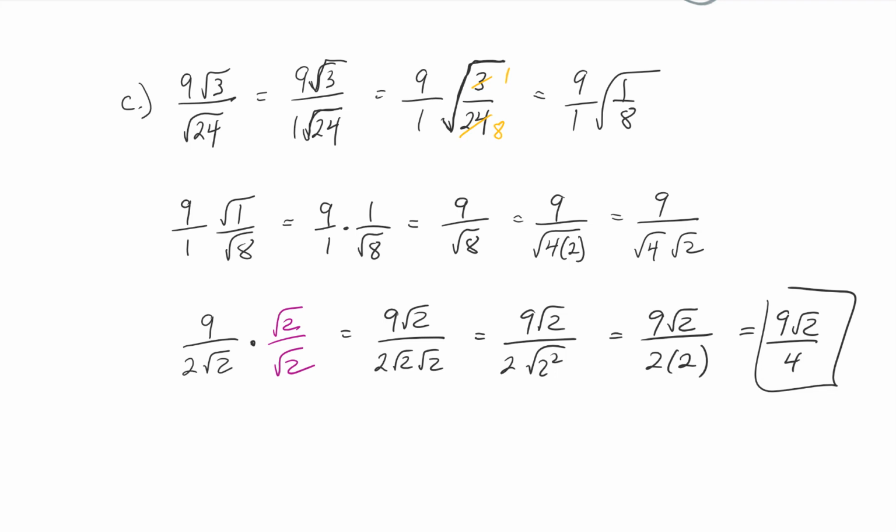So again, this number and this number represent the exact same value in the real number system. If I were to plot both of them on a number line, they'd be the same exact position. If I were to type them into a calculator to get a decimal approximation, they'd be the same decimal approximation. However, the one we got at the end is simplified.